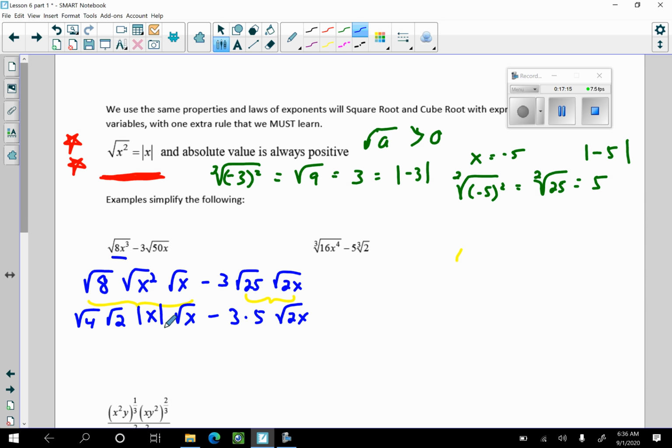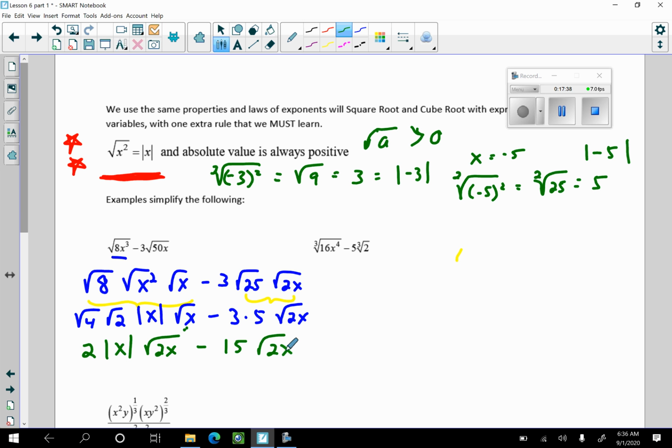And look what I have left over here. I have the square root of 4, which is 2. But what I'm going to do is put the square root of 2 and the square root of x back together. I can't forget about this absolute value of x. Square root of 2x, adding and multiplying these together, minus 15 square root of 2x.